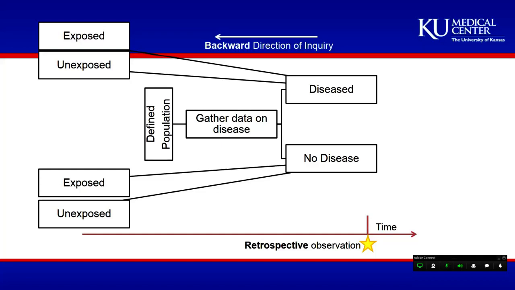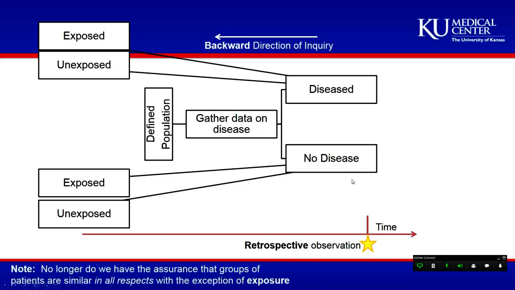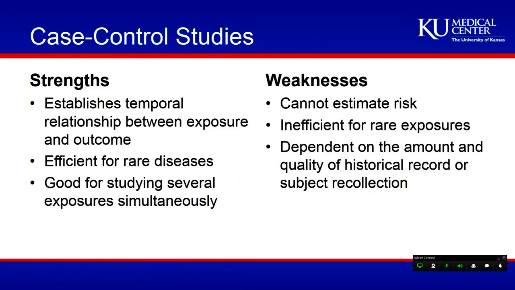And so the backward direction of inquiry means once I have my cases and controls defined, then I can go back and look at their exposures, look at their past behaviors that could have influenced the development of their disease. Everything, again, is retrospective. So you can see, not only do we no longer have the assurance that the groups being compared are similar in all respects, but we also have the problem of historical recollection in this case. But case control studies are very useful.